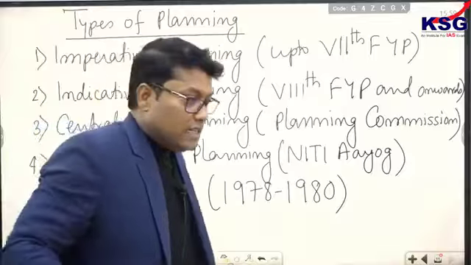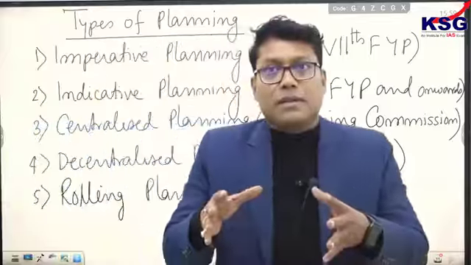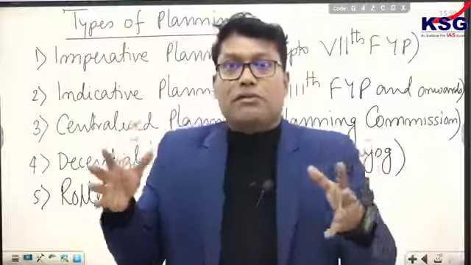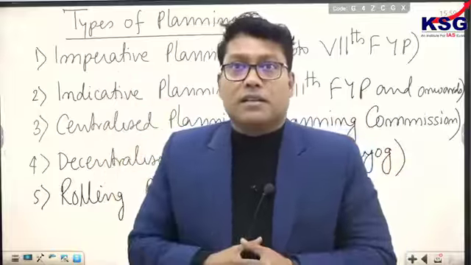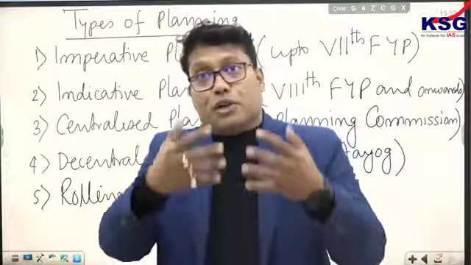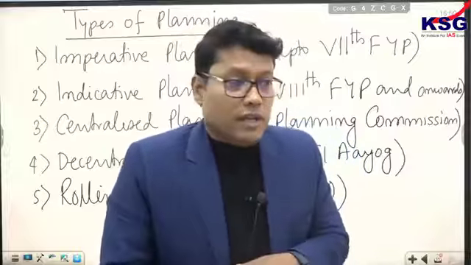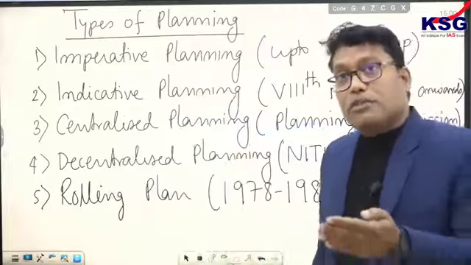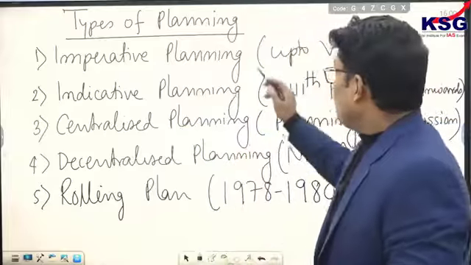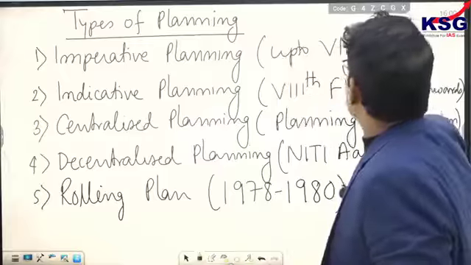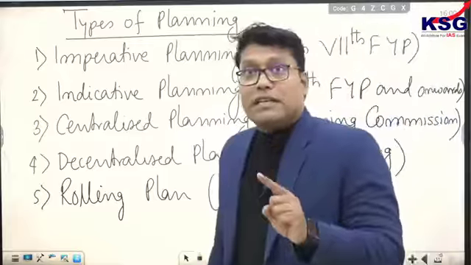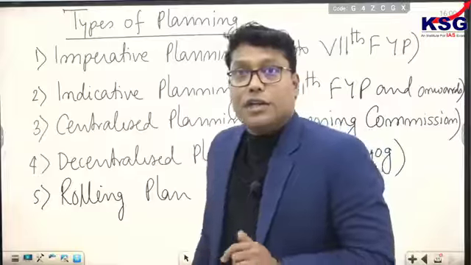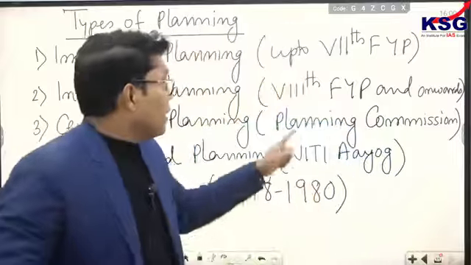Why? Because in the 1920s, the Great Depression time, the USSR performed better. At that time we were searching for which plan was better, and since the USSR was performing better, we adopted the USSR model. The five-year plan was a characteristic of the USSR model. So from the first to the 7th five-year plan, the nature of planning in India was imperative. Indicative planning we adopted first in the 8th five-year plan.